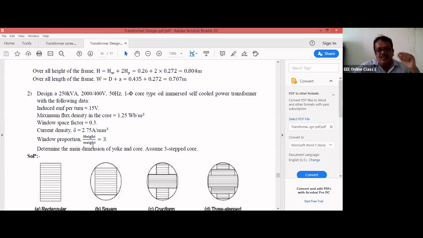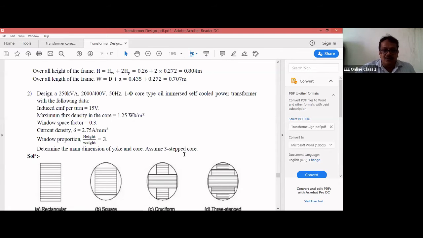Height by width: height of the window divided by the width of the window. It lies between 2 to 4, so it is 3. Determine the main dimensions of yoke and core. Once again, same thing, yoke and core.